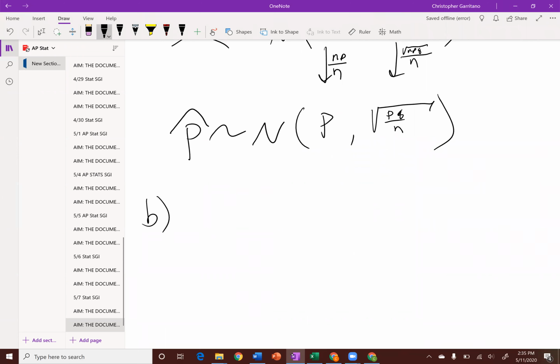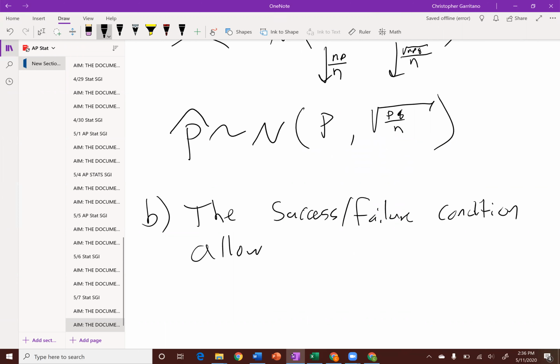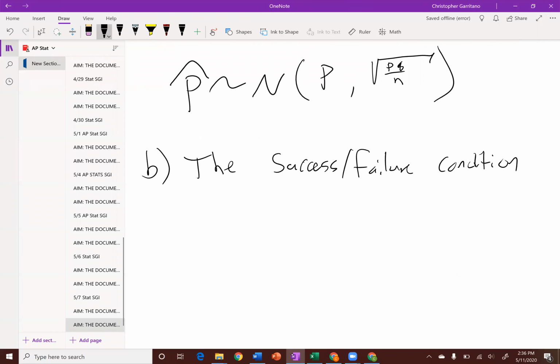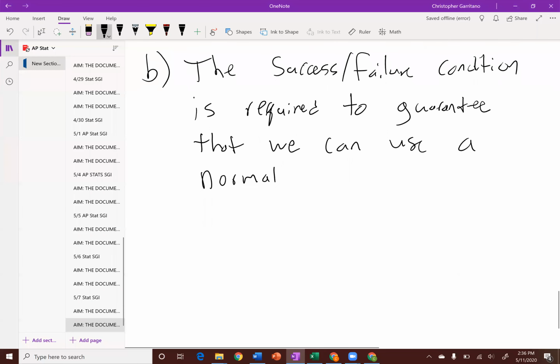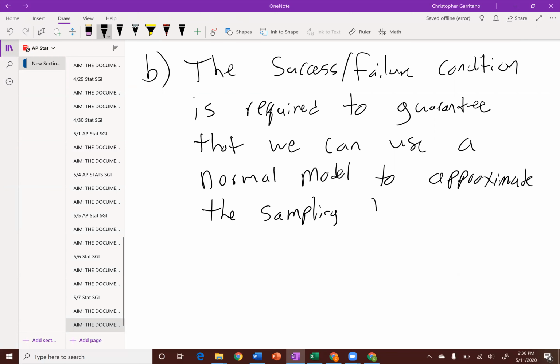to answer part B, we would say that the success-failure condition is required to guarantee that we can use a normal model to approximate the sampling distribution of p hat.